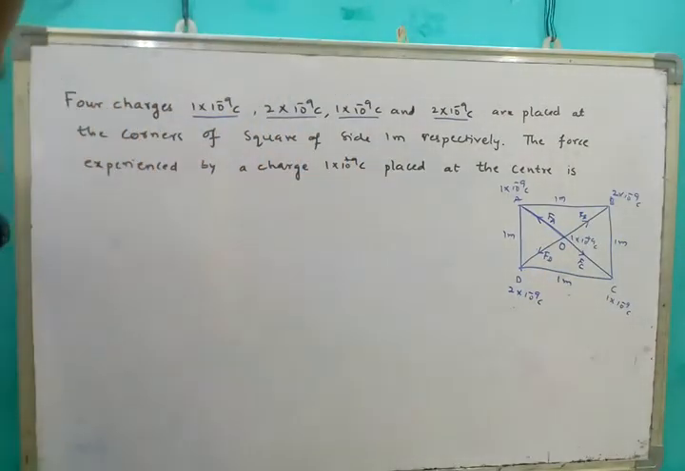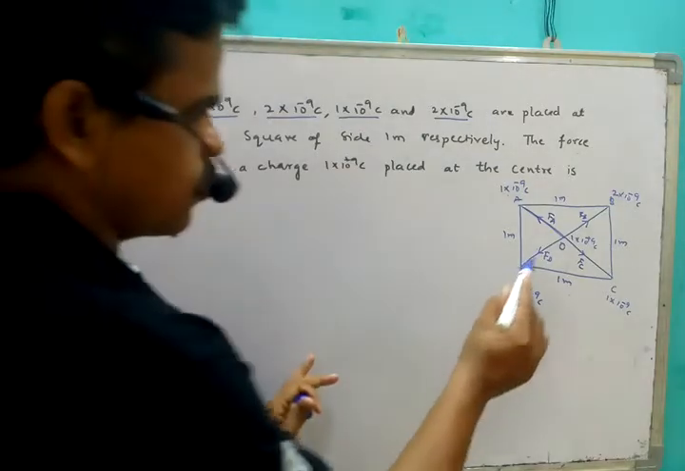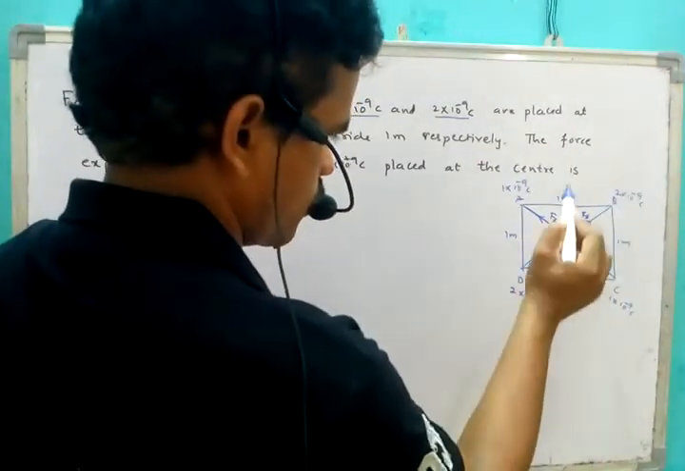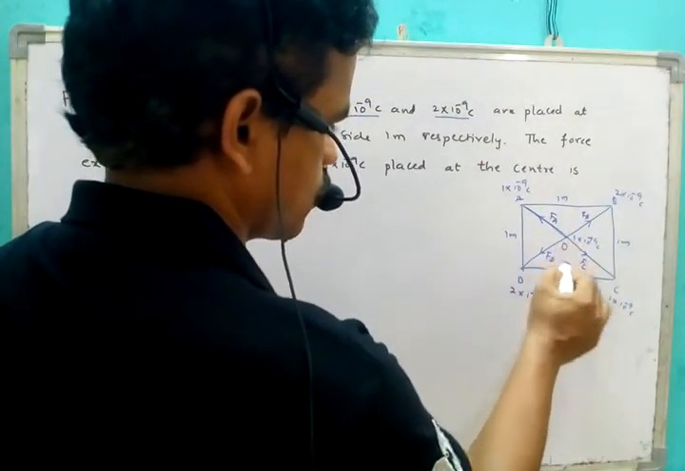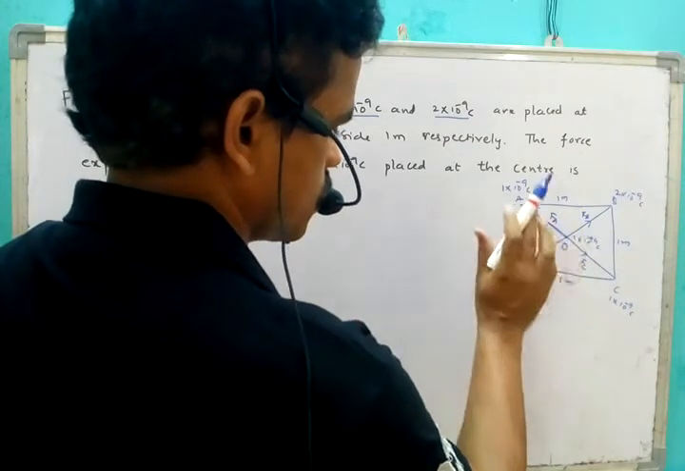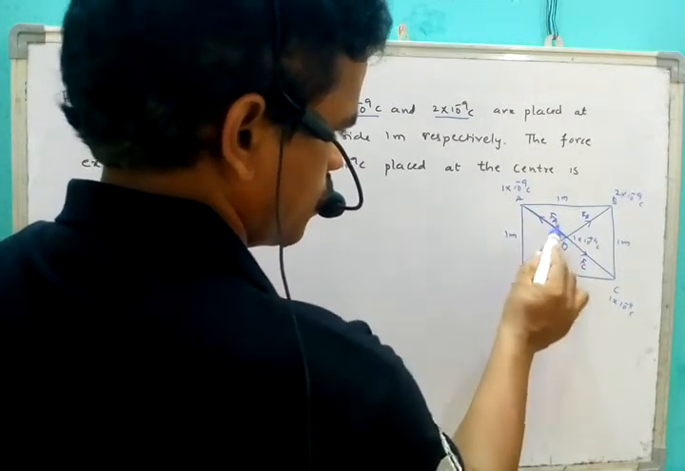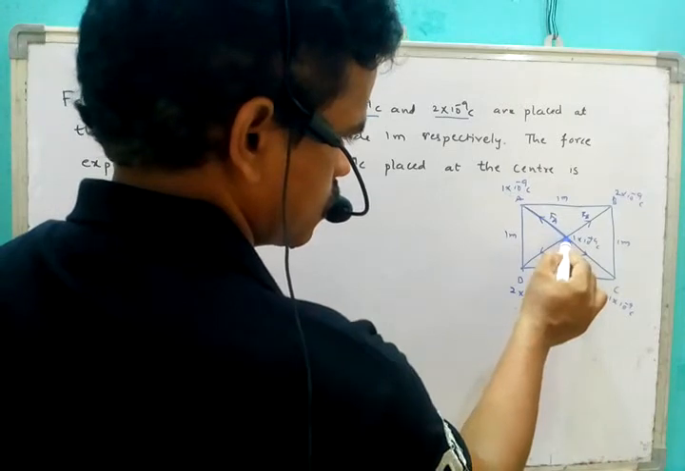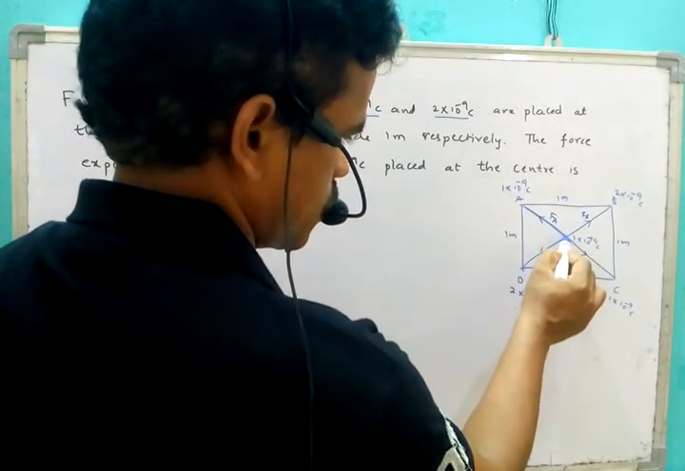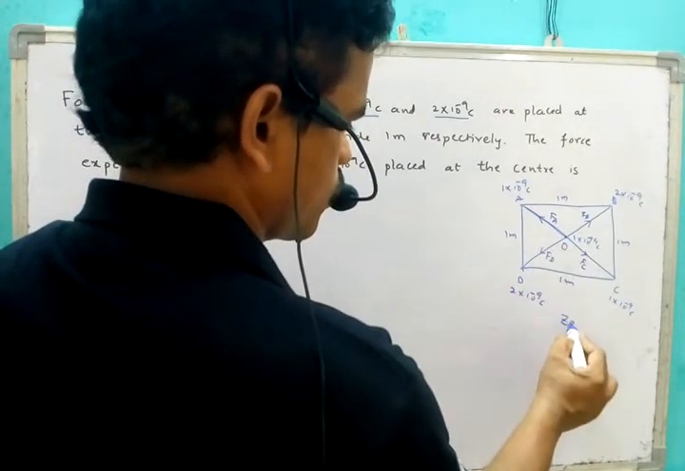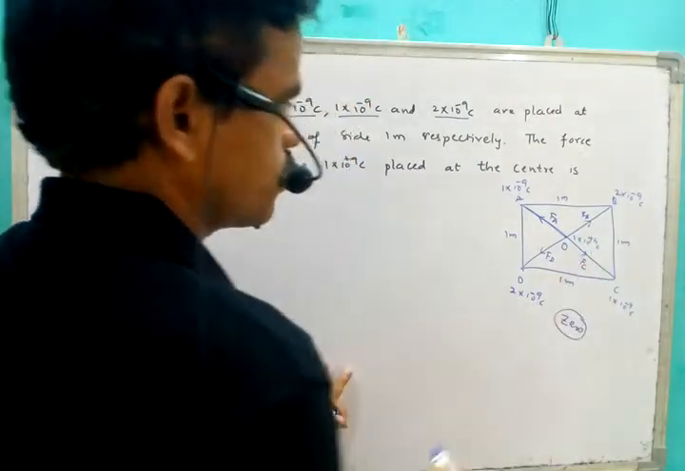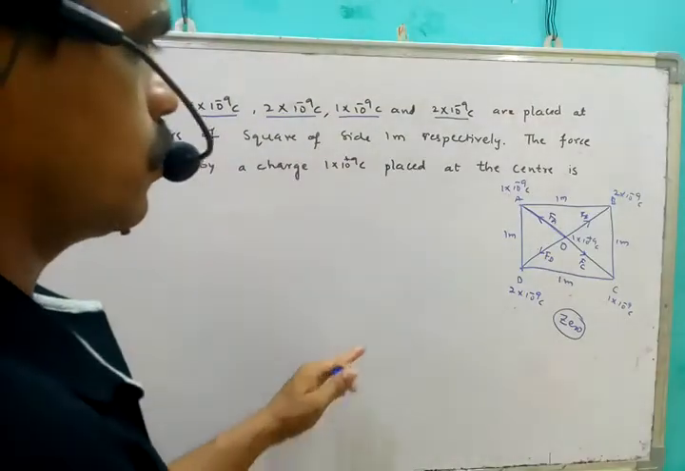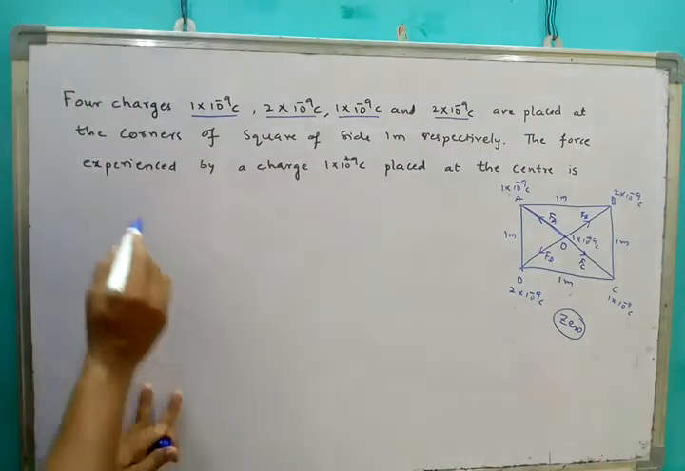All these forces, FA, FB, FC, and FD, these four forces are repulsive and in opposite directions. So by looking at this, the force on the charge at the center is 0. So without calculating, we can say that. Now we go for the calculation here.